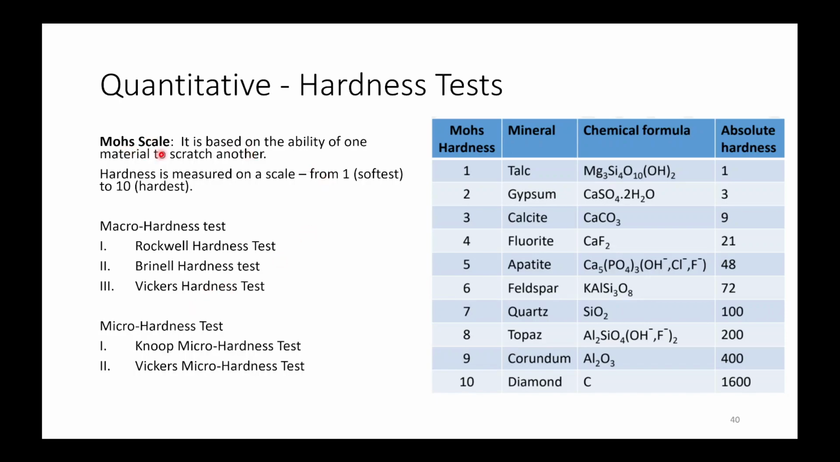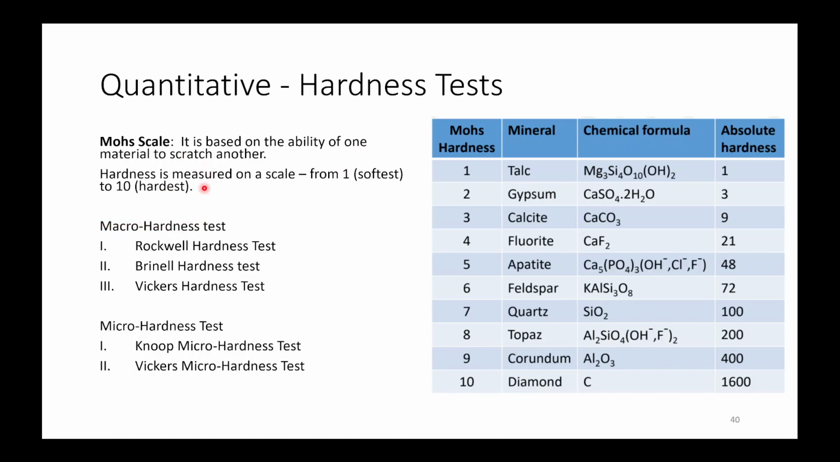One of the oldest methods of measuring hardness was using the Mohs scale. It is based on the ability of one material to scratch another, and hardness is measured on a scale from 1 to 10, where 1 is softest and 10 is hardest.